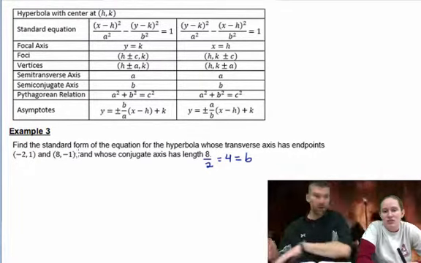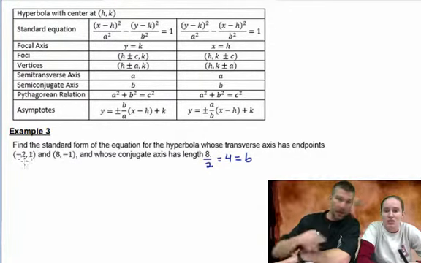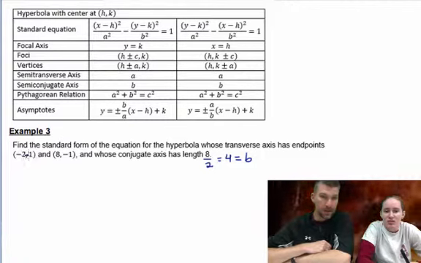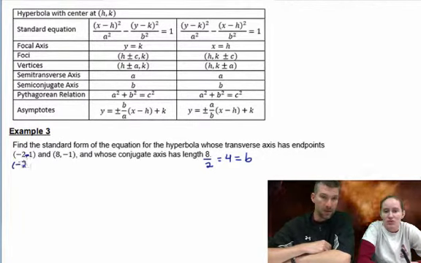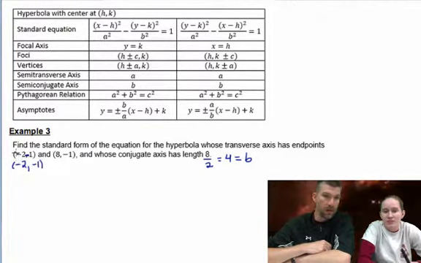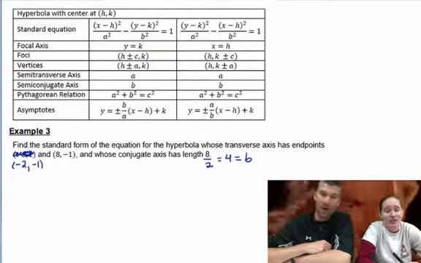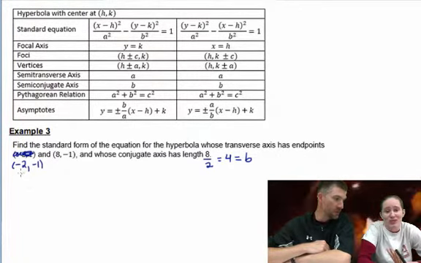I feel like something's wrong. That should be -2, -1. This should be a negative. So -2, -1. Our bad. We've got to work with that, otherwise we're going to have a really weird shaped hyperbola we don't want to deal with.